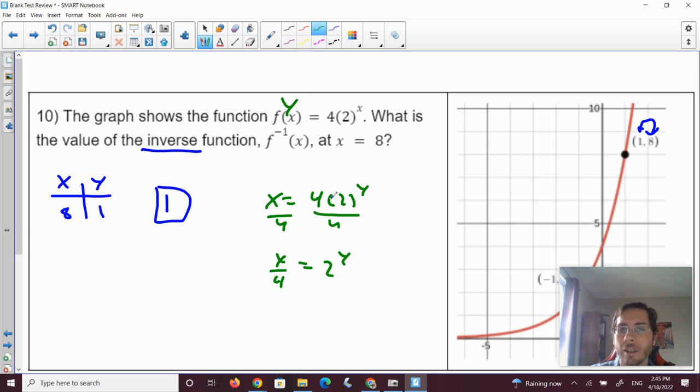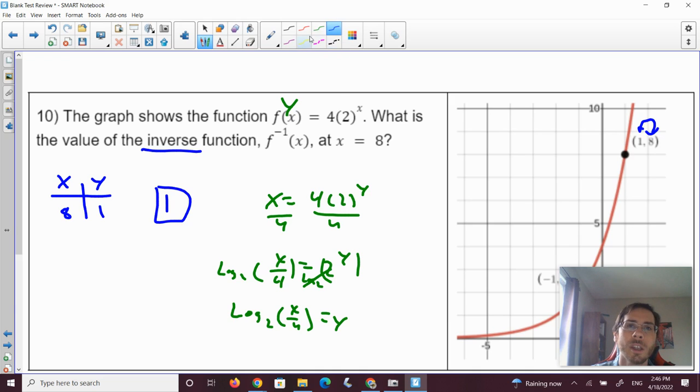I can't divide by 8 because remember, this is exponents first. So order of operations, but not allowed to multiply this 4 in with the 2. And then I would have to do log 2 of both sides. Or you could snail it. So we get log base 2 of x over 4 equals y.